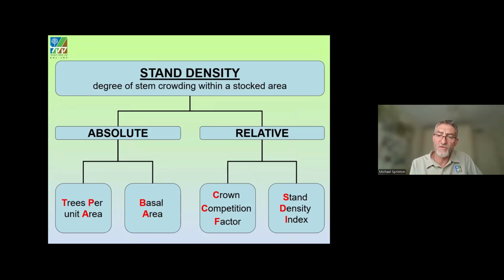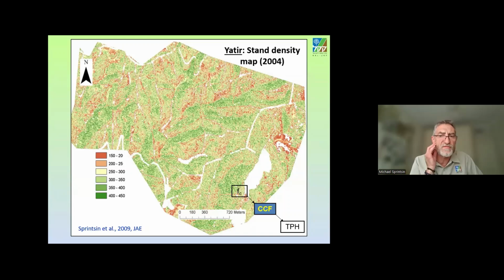Stand density cannot be easily obtained from remote sensing imagery, especially spaceborne with lower spatial resolutions, and the imagery should be interpreted right. I will just show you a very old study that we did in the Yatir forest, the largest planted forest in a dryland here in Israel. It was based on IKONOS imagery, 4-meter spatial resolution in the visible and near infrared part of the spectrum.